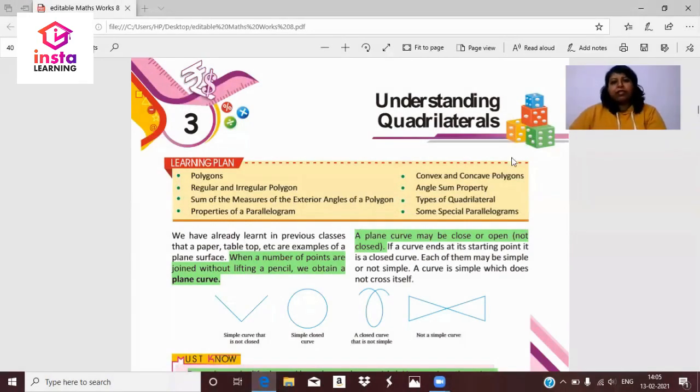Hello students, today we will study chapter 3 Understanding Quadrilaterals of the book Maths Works published by Vidya Prakashan Mandir Private Limited. In this chapter we will learn about polygons, regular and irregular polygon, some of the measures of the exterior angles of a polygon, properties of parallelogram, convex and concave polygons, angle sum property, types of quadrilateral, and some special parallelograms. Myself, Rajni Gupta. So let's begin with the chapter.